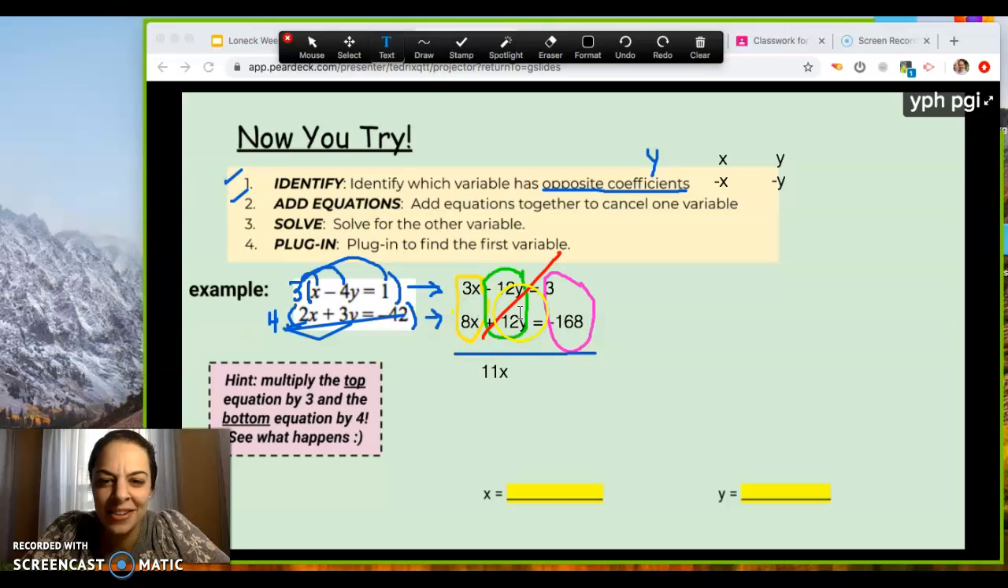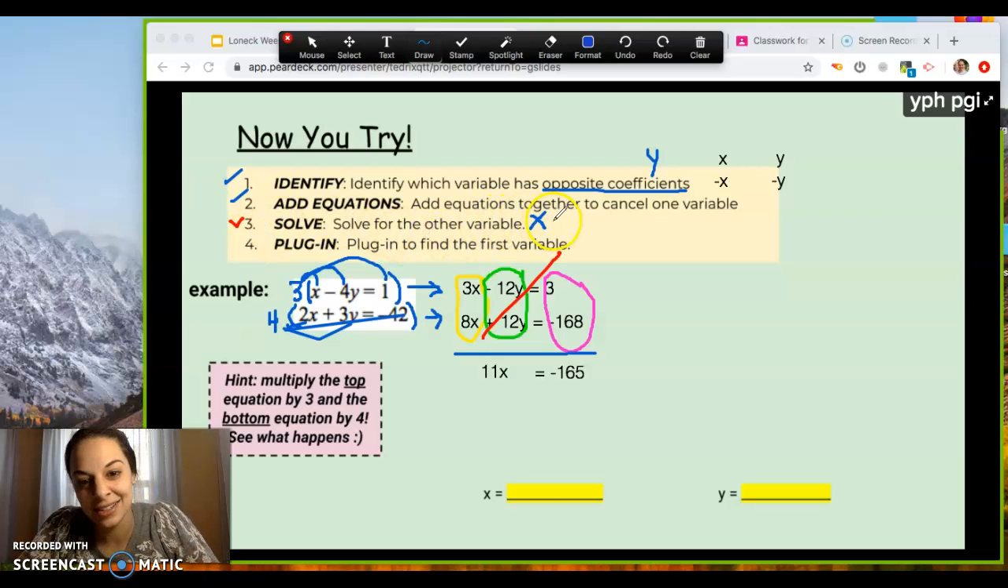So far we have 11x equals 3 minus 168. That's a negative 165. And if you need to, check your calculator, like plug it in if you need to. Now that we have 11x equals negative 165, I can now do step 3, solve for the other variable. According to this, that other variable is the x. Remember, the y was the one we identified having opposite coefficients. That means for step 3, we're going to have to solve for x.